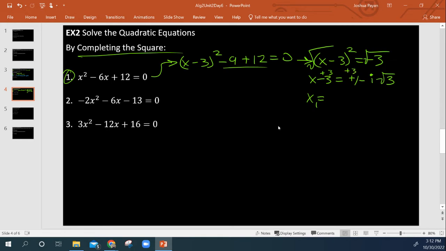So that means we're going to end up with x1 is 3 plus the square root of 3 times i. Again, we need it to be a plus bi. x2 is going to be 3 minus the square root of 3i. Those would be my two solutions there.